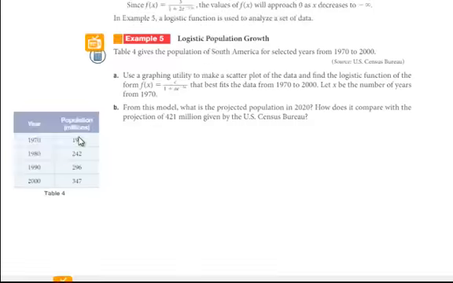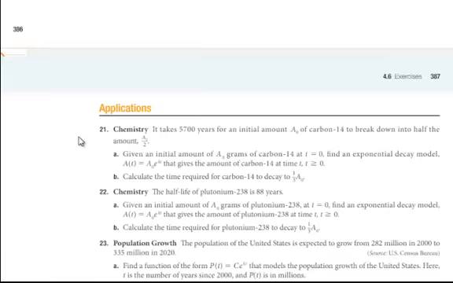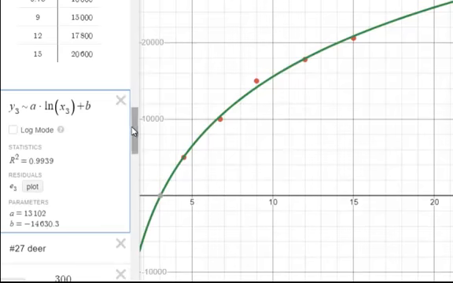Instead, I'm going to go to number 27, which is about white-tailed deer. So this is the function here. I interpreted the problem a little bit differently, so what I did in Desmos is supply a few data. It asks how many deer were initially introduced in the refuge, and how many deer will be in the wildlife refuge 10 months after introduction. So I actually supply some data here.